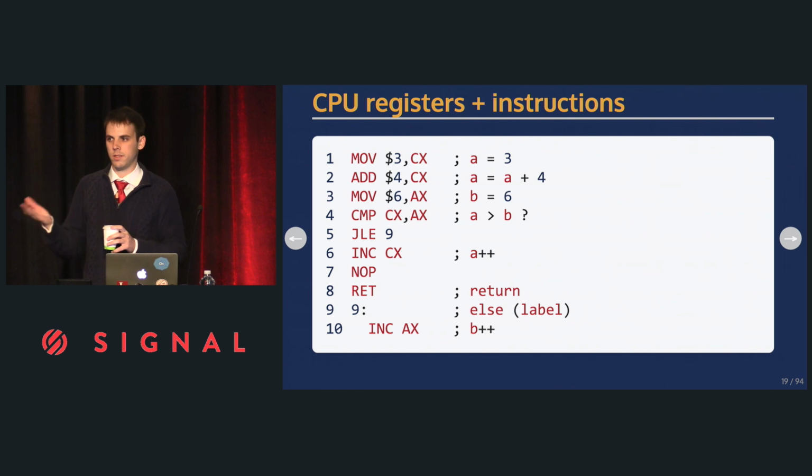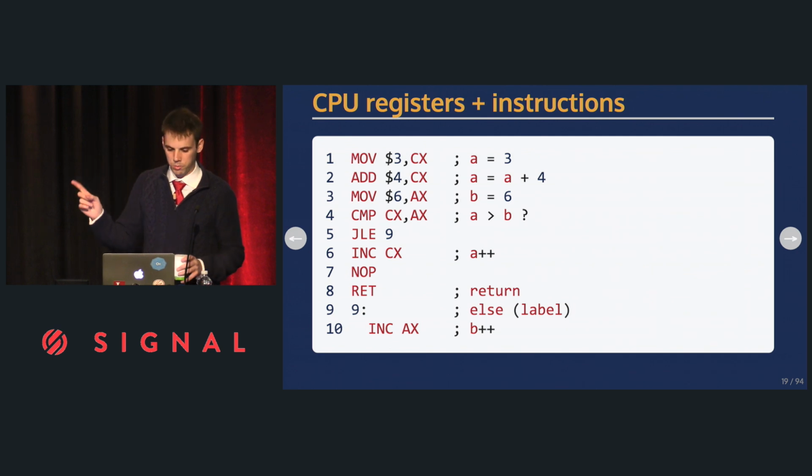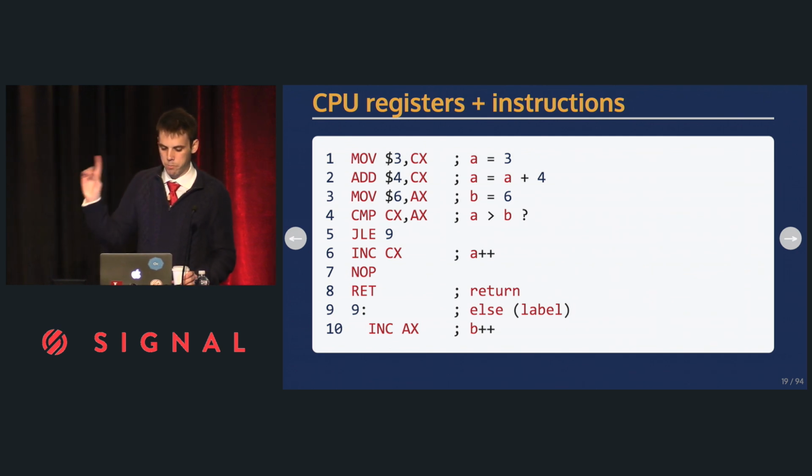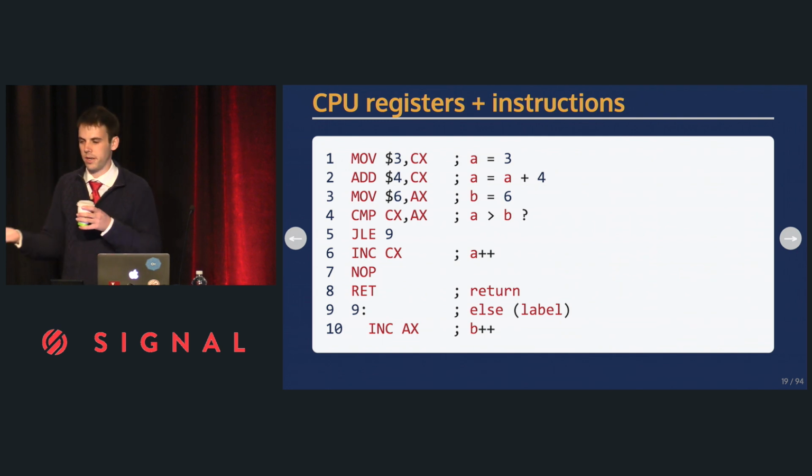What this does is it checks the two values. If CX is bigger than AX, it will set a bit in what's called the flags register. There are 64 flags that you can set. One of them is the less than or equal to flag. It will set that bit, and then the next line, JLE, stands for jump if less than or equal to. It checks that bit. If that bit is 1, it will do the jump. If that bit is 0, it will not do the jump. So if that bit is 1, we'll jump to line 9. You can see there's a label for line 9, where we increment B. If that bit is 0, we just fall straight through to the next line where we're incrementing CX instead. So this is how you do control flow.